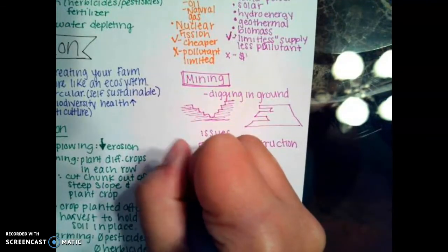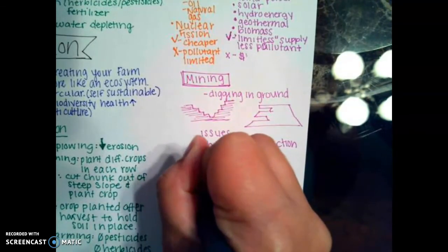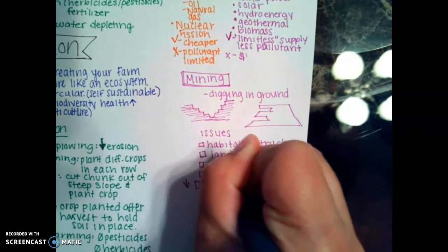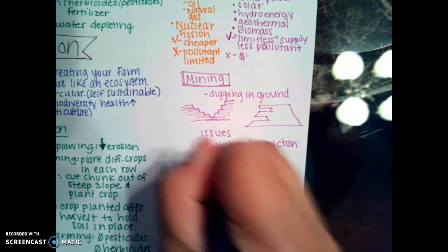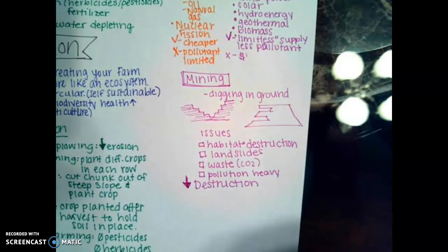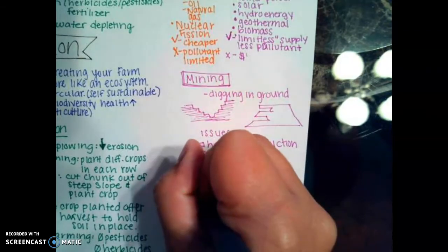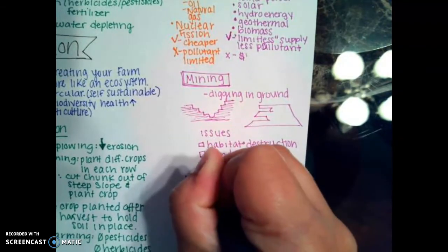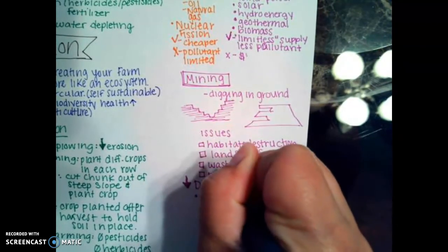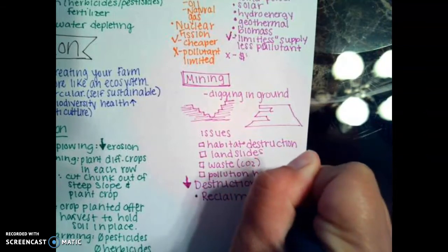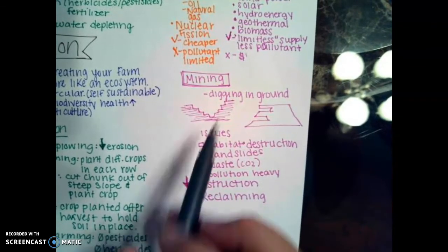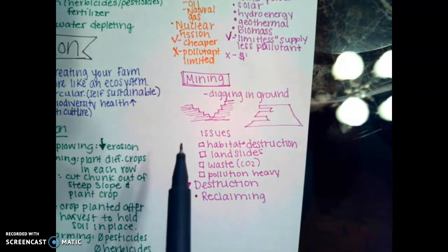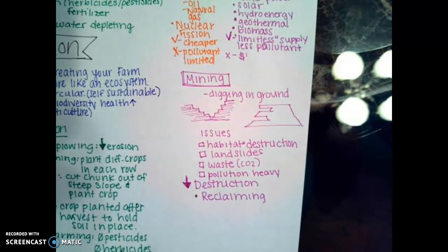How do we reduce this destruction? We do this by reclaiming, which means after we mine the land, we put it back to the conditions that it was before we started mining it. So we cover up the hole, we plant more trees right there, and we leave the area.